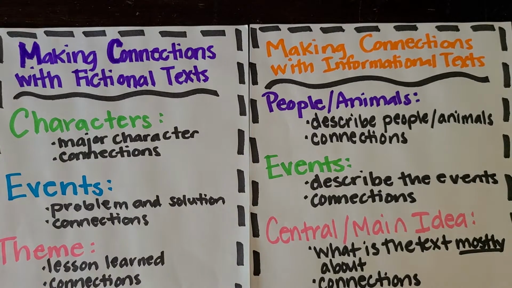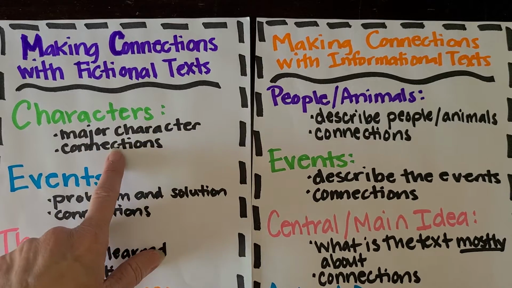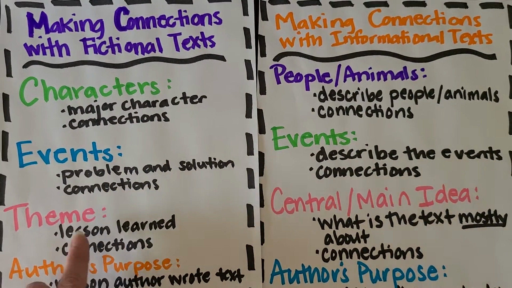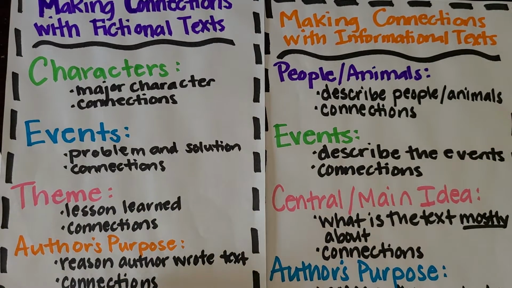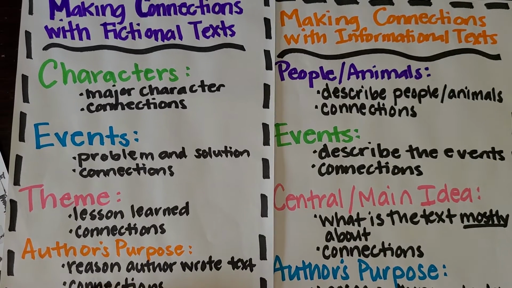So remember, with the fictional text, we looked at the characters, the major character, and made the connections. We looked at the events, the problem and solution, and made the connections. And then we looked at the theme, which is the lesson learned, and we made connections, and then author's purpose, why the author wrote it, and made connections as well.